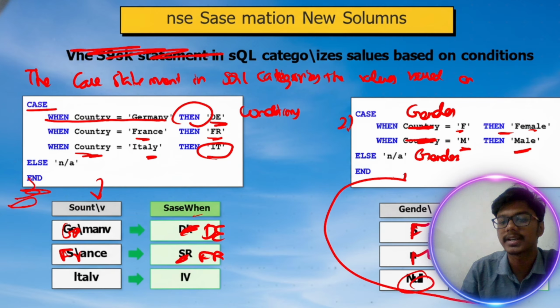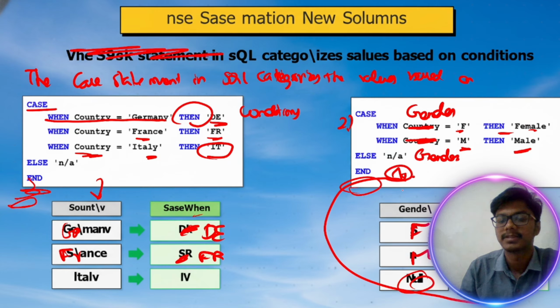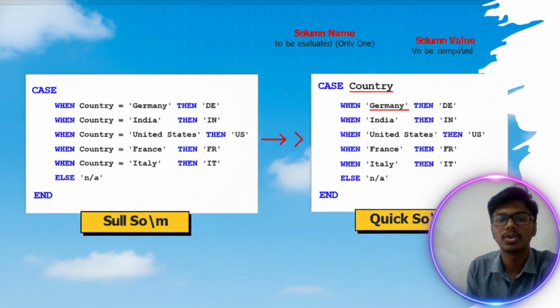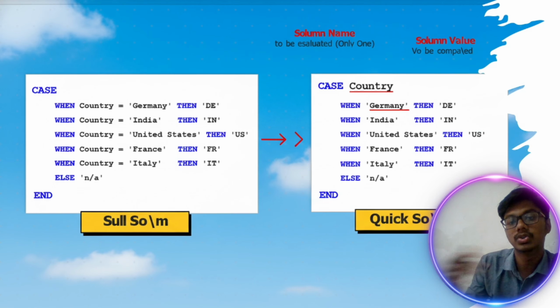The third condition works, right? The third condition is the else part. That's how the CASE WHEN statements work, right? I'm just explaining very clearly. So likewise, we are creating new columns, new values also based on the conditions, right?